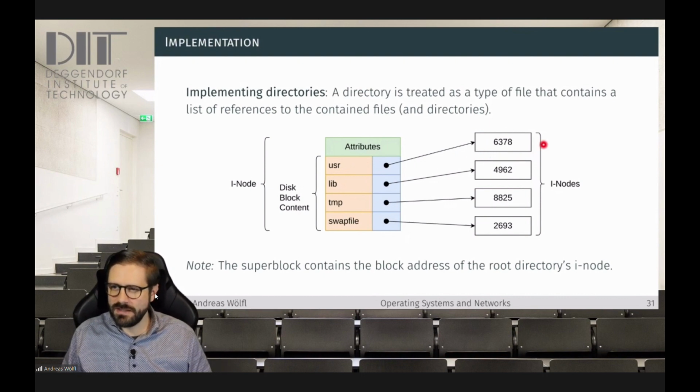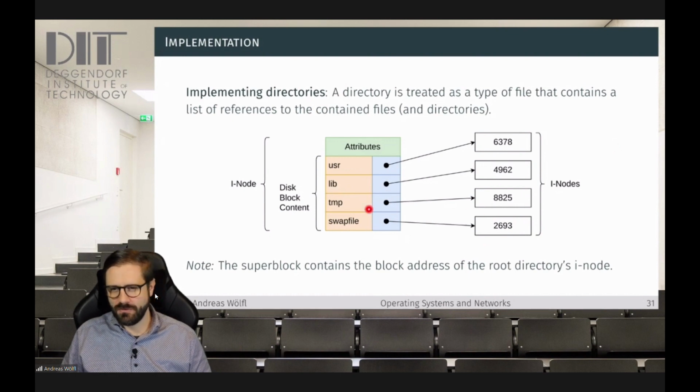And this is illustrated here. What you see here, the 6,378, this is not a block address, this is an inode number, because the inodes are also like indexed using an integer. So we start with inode 1 and inode 2 and then inode 3 and so on. So these are inode numbers, meaning that the inode that has all the informations about the user directory is found in the inode located at number 6,378.